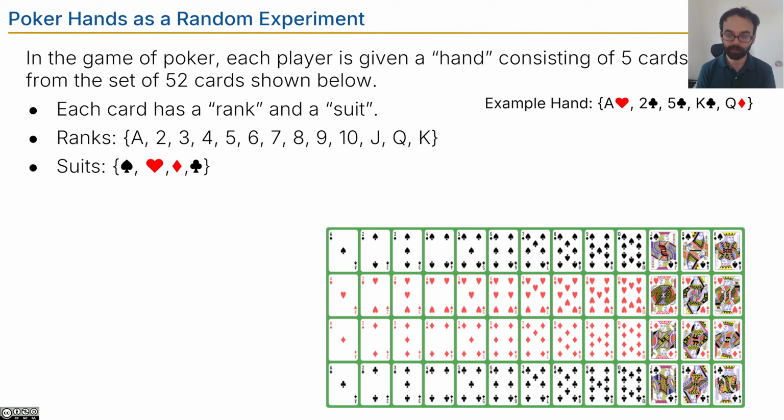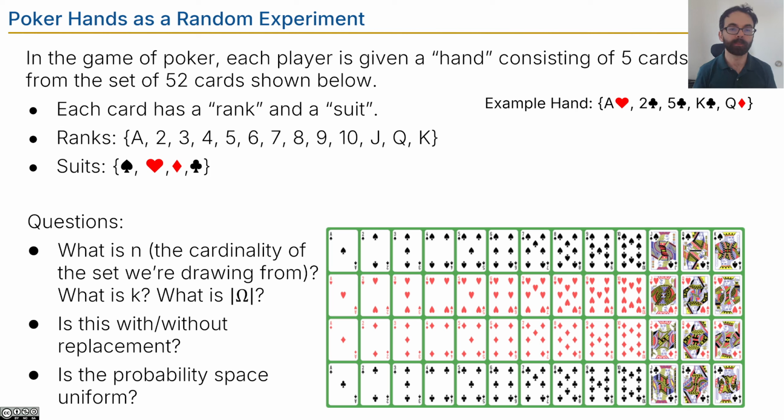And an example hand would be you got the ace of hearts, the 2 of clubs, the 5 of clubs, the king of clubs, and the queen of diamonds. And then there's ways to rank the different hands, and you want to have the most high ranking hand. And I won't talk about any of those rules today. But point being, you draw 5 cards from this deck.